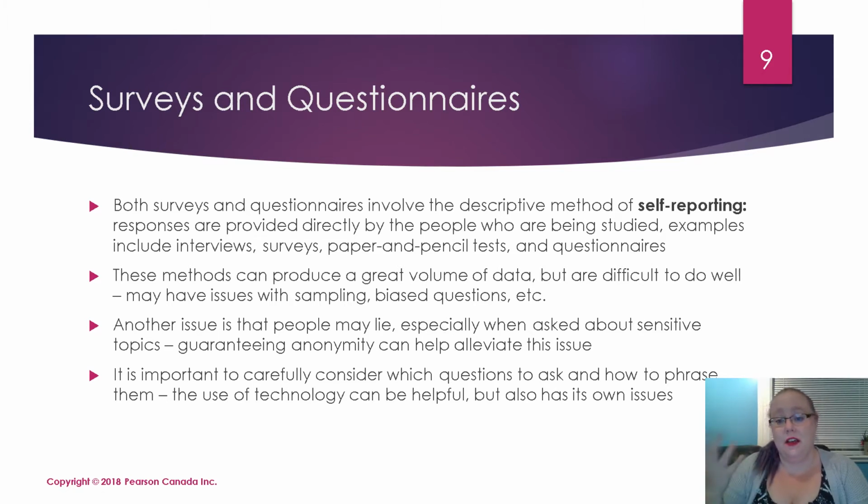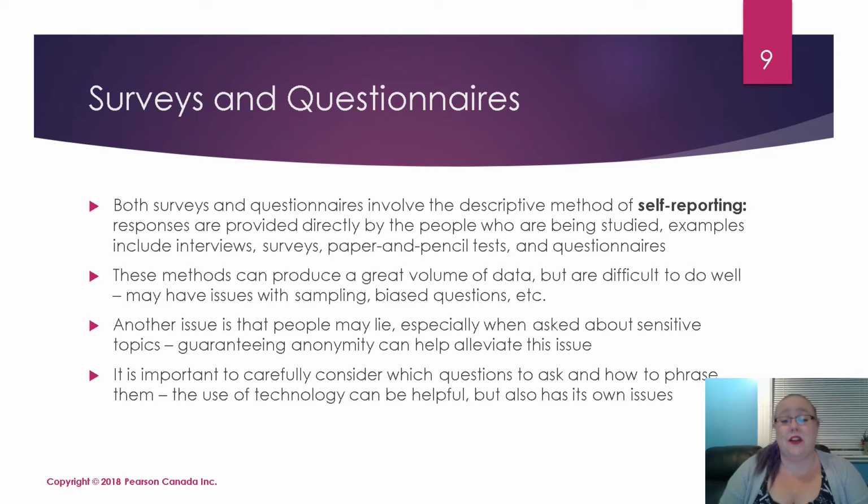Another issue is that people may lie, especially when they're asked about sensitive topics. I mentioned this back in the last lecture when we were talking about the characteristics of quality research. If you're asking people about things like drug use or sexual history, sometimes they'll lie because they're embarrassed or they want to make themselves look good to you. Of course, if we guarantee them anonymity, if we say your results are going to be anonymous, we won't let anyone else see them, they won't know that they're yours, that can help alleviate the issue, but might not fully solve it in some cases.